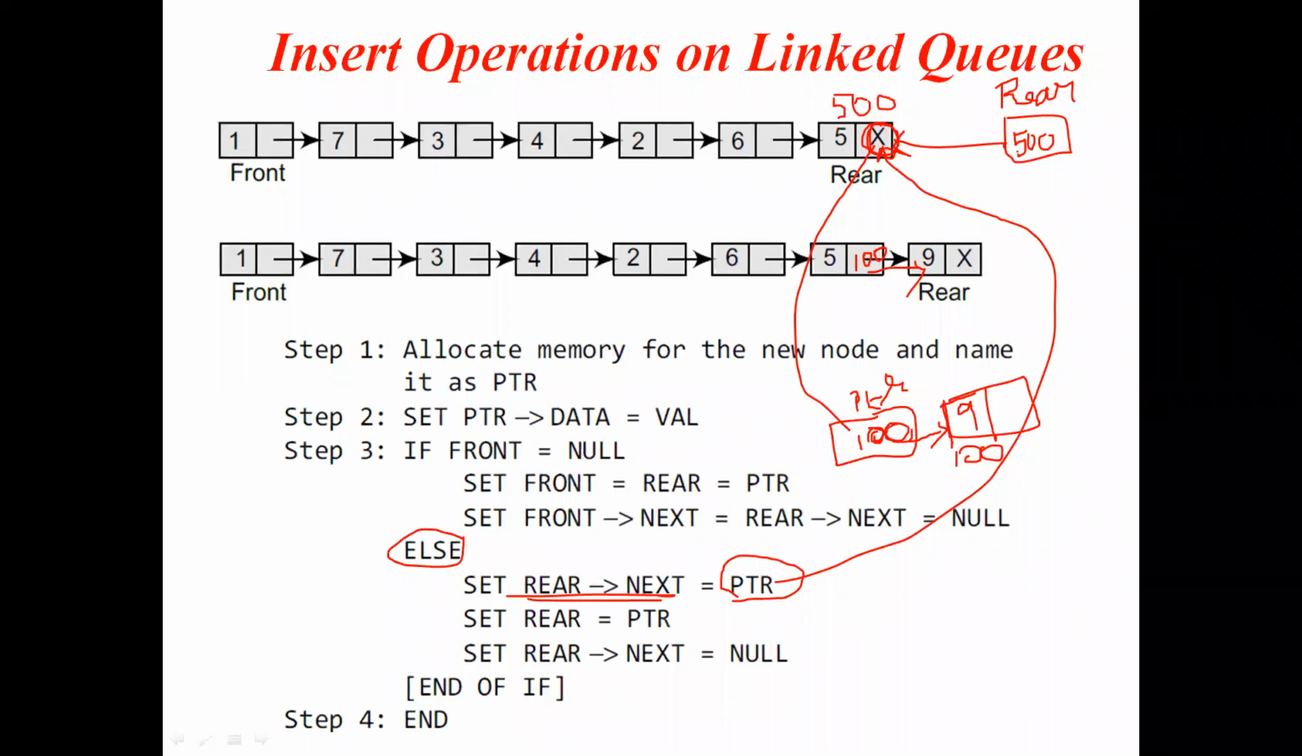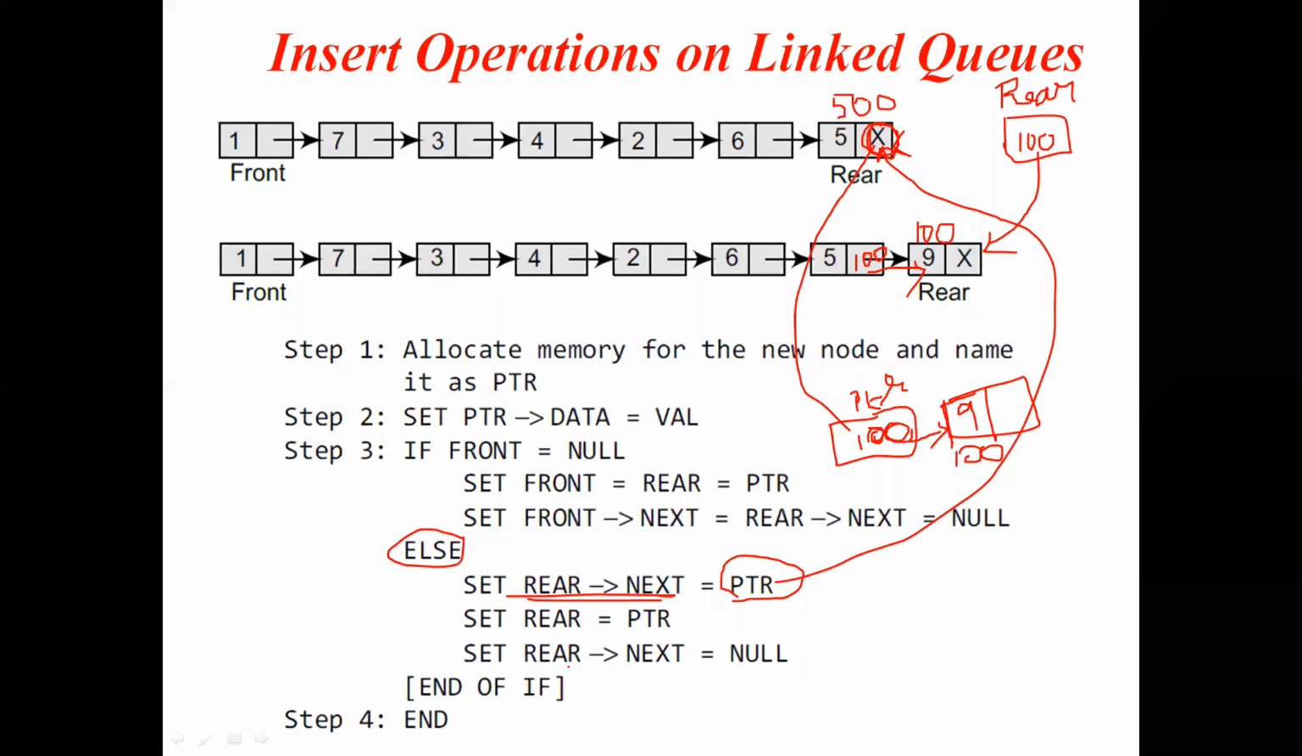So the last element address is 100, and that should be updated. Earlier, element 5 was the last node. Now element 9 is the last node. That node's address, you know very well, is 100. So I'll erase it. It becomes 100. I updated 500 with 100, so automatically it points to the rear value. That's all.